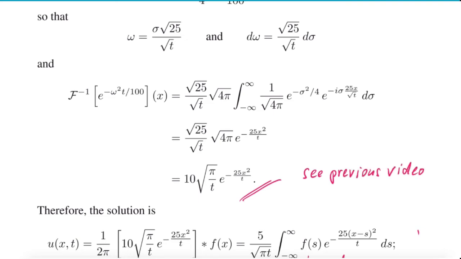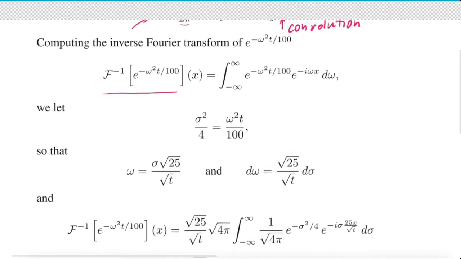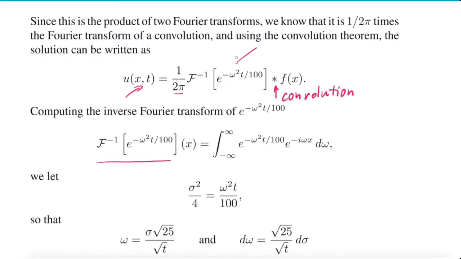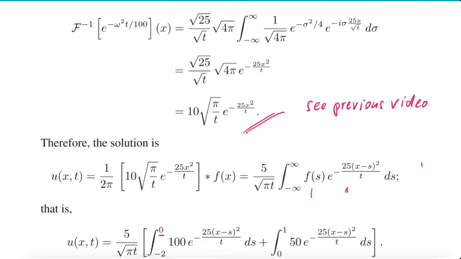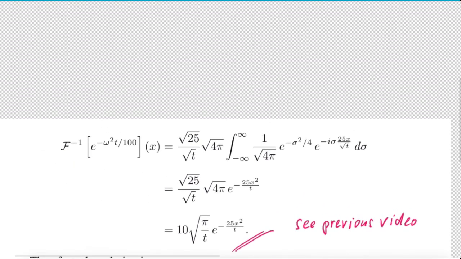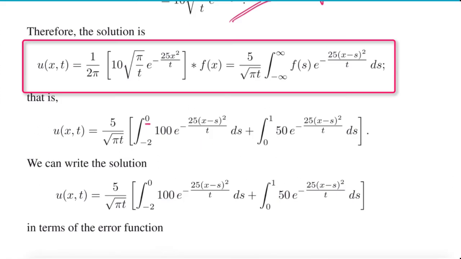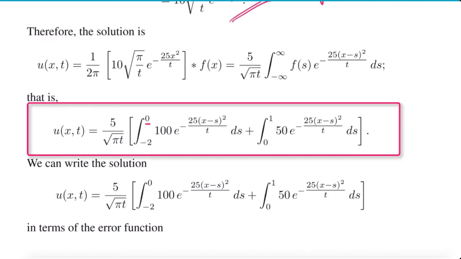Okay, so then we take this and put it here. We keep the 1 over 2 pi as a factor, and then we have the convolution with f. So let's write out the convolution integral. This is the function f times the exponential with the shifted argument x minus s. And now f was this: 150 between -2 and 1. So then we can use that here. The first integral is from -2 to 0, where f has a value 100. The second integral is from 0 to 1, where f has a value 50.